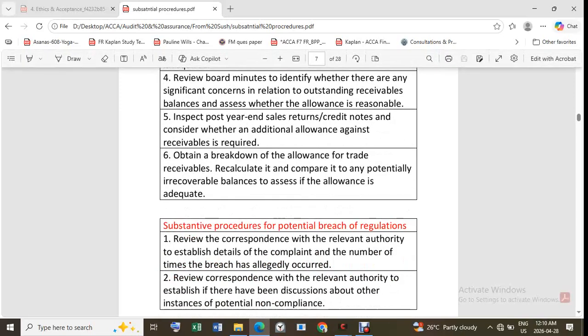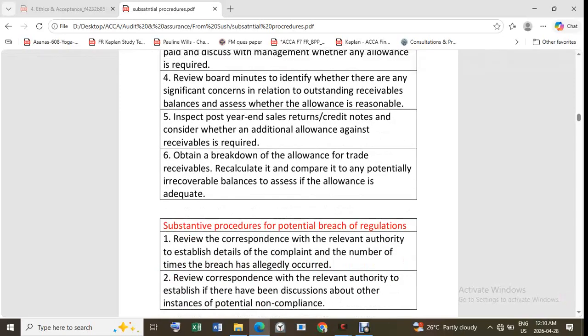Obtain a breakdown of all allowance for trade receivables. Regarding the trade receivables, we have to check the allowance breakdown and recalculate it and compare it to any potentially irrecoverable balance to assess if the allowance is adequate. For trade receivables, we have to obtain the breakdown for allowances as well. We have to recalculate it and compare it to any potentially irrecoverable balance to assess if the allowance is adequate.